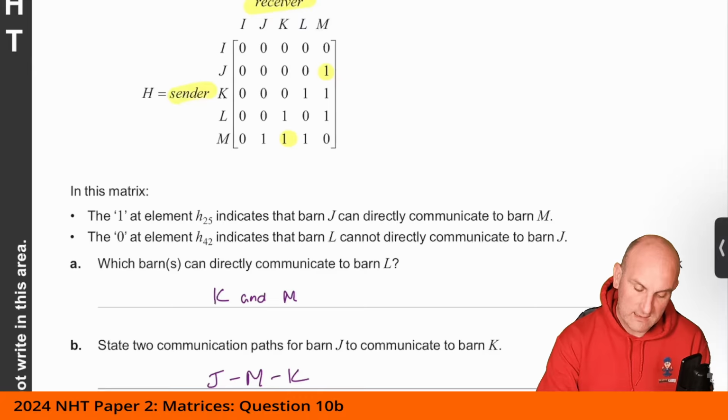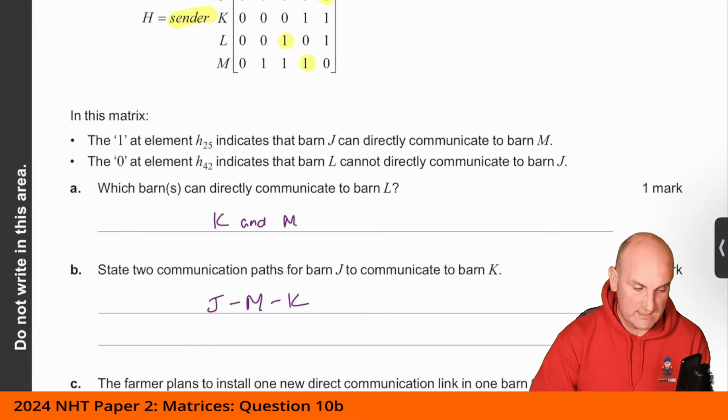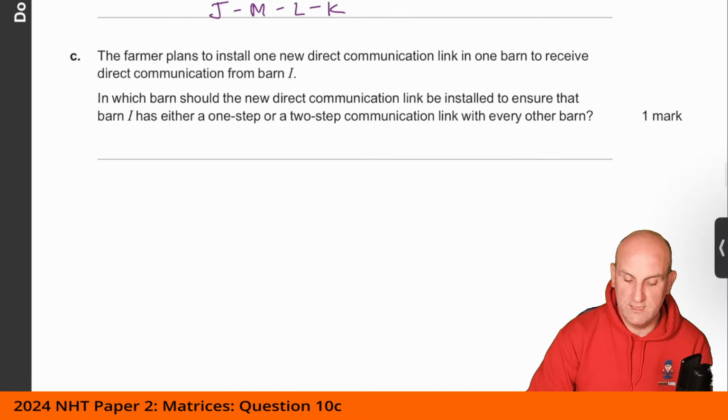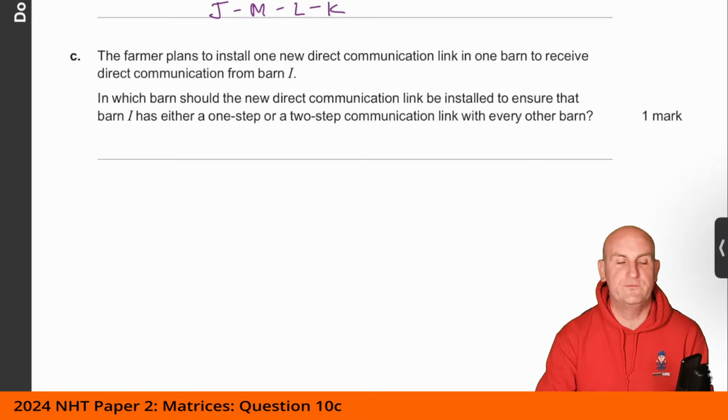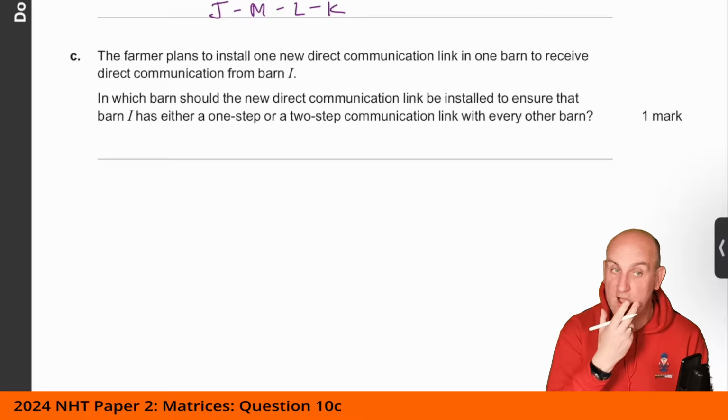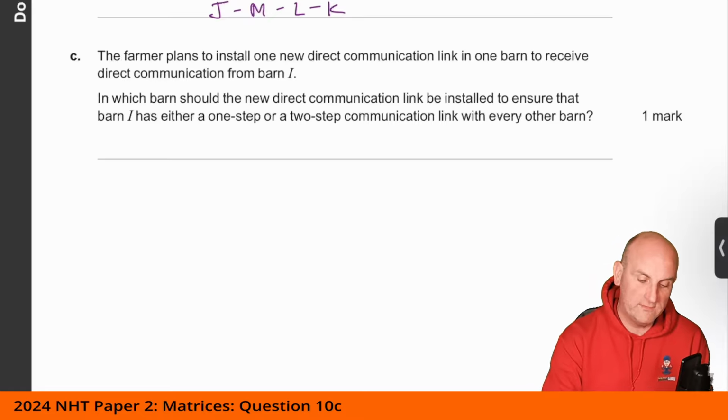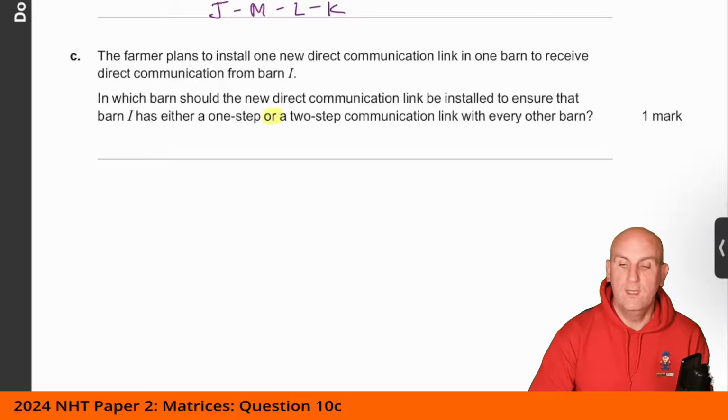That's lovely. Okay. Well, here's the trick. Because J can talk to M, M can talk to L, and L can talk to K. So the second one, which was a little bit more tricky, and you had to get both for the 1 mark, was J to M to L to K. The farmer plans to install 1 new direct communication link in 1 barn to receive direct communication from barn I. In which barn should the new direct communication link be installed to ensure that barn I has either a 1-step or a 2-step communication link with every other barn? Now, in this situation, the word was 'or'.